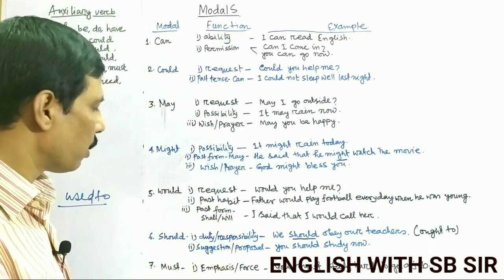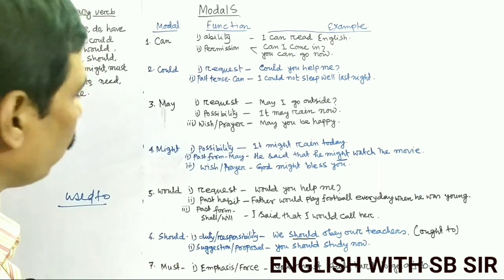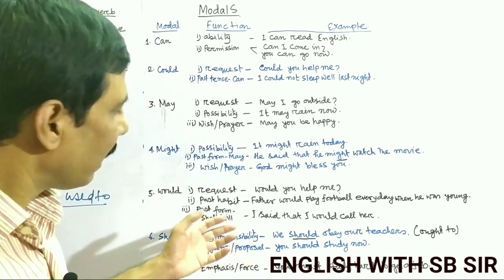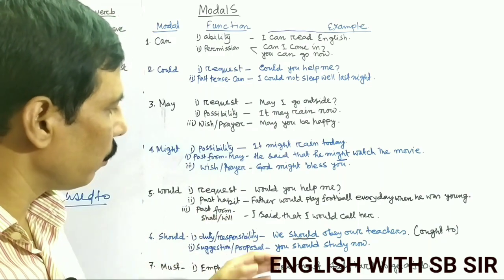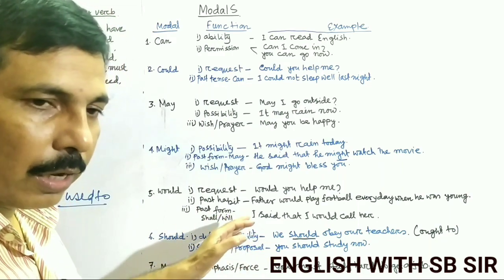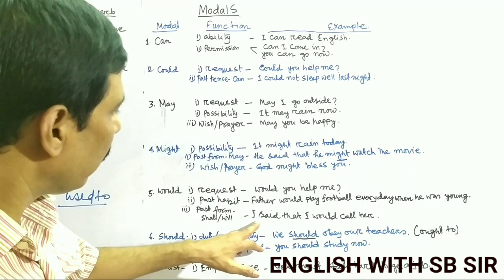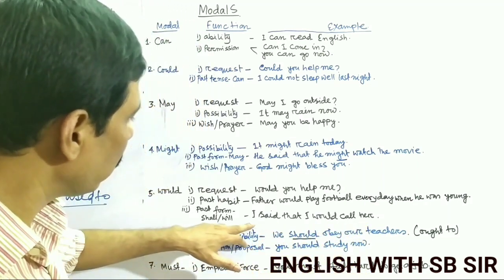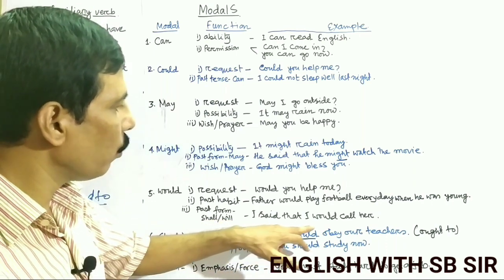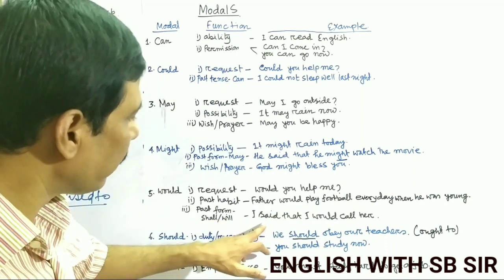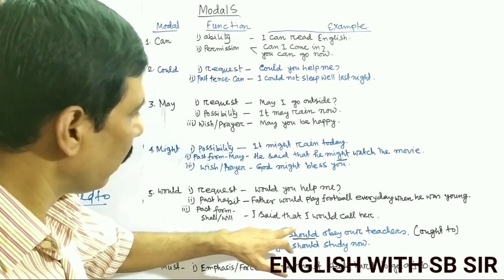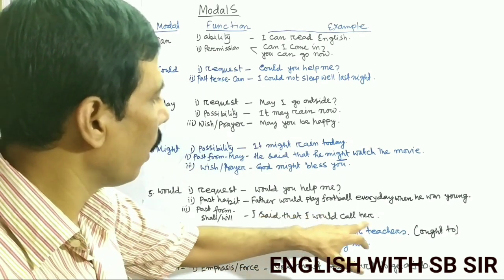Number 3, past form of shall or will. We use would as the past form of shall, will. It is clearly expressed when we use direct speech and indirect speech. Here I have written an example of indirect speech. Look here: I said that I would call her. If I write it in direct speech, I said, inverted commas, I shall call her.